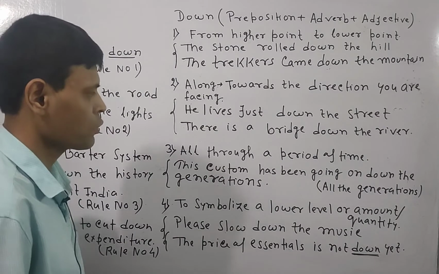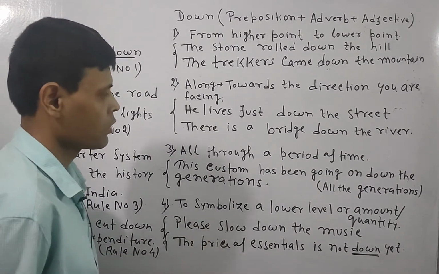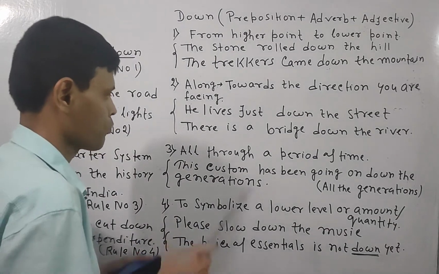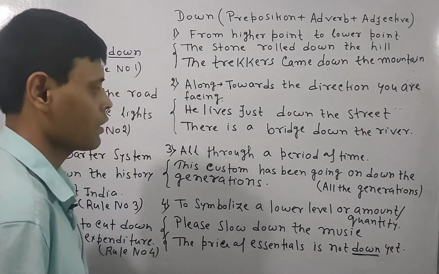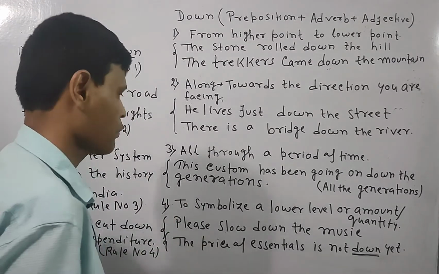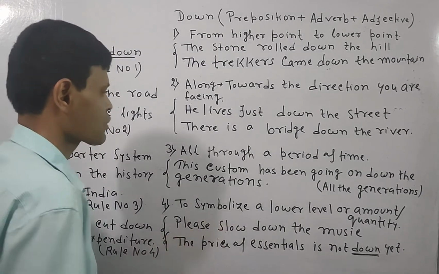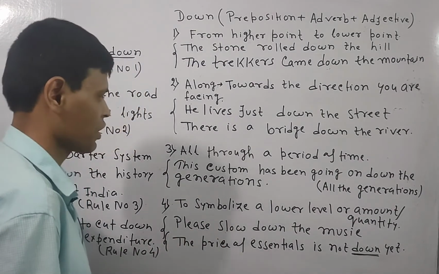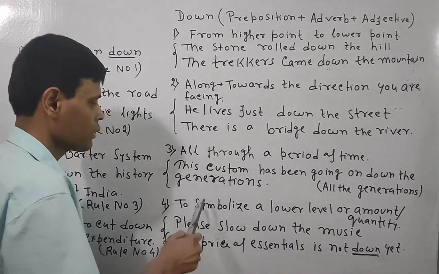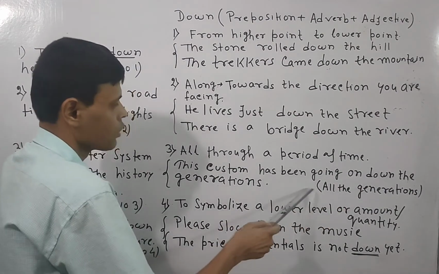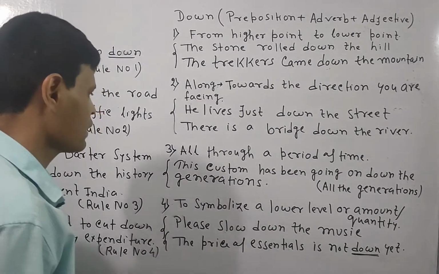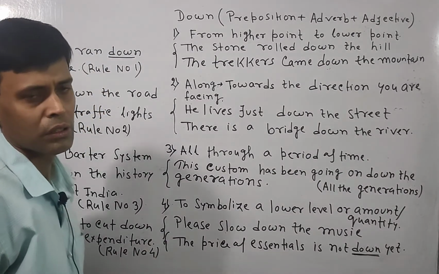So whenever we are going to mention all through a time, or you can say from something like a long period of time, or from some point of time to the present time, we can easily use down. This custom has been going on down the generations. This custom has been going on all through a period of time. So here down the generations means all the generations. Okay, so in this case we can also use down.